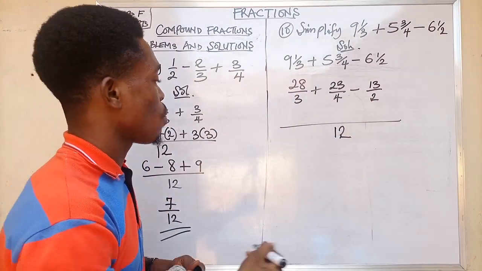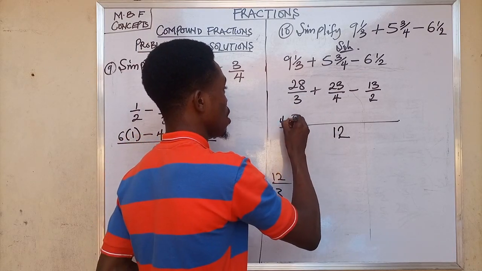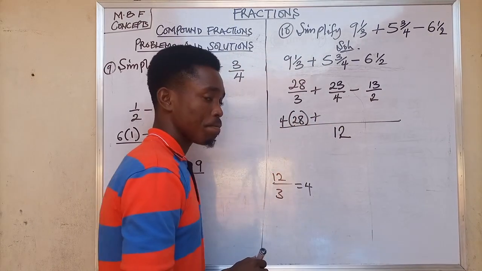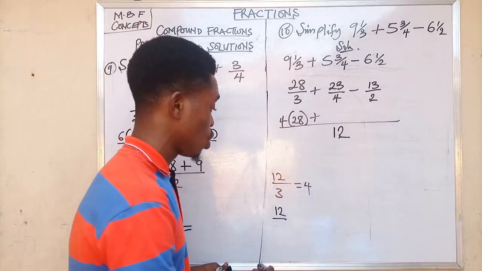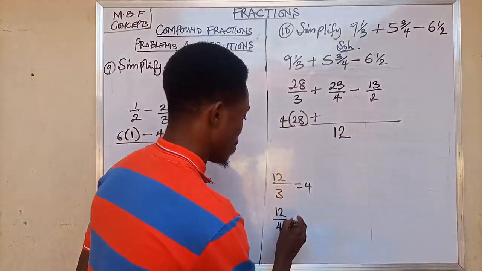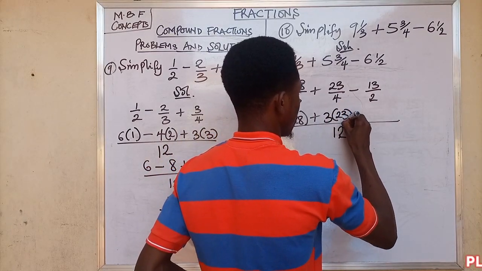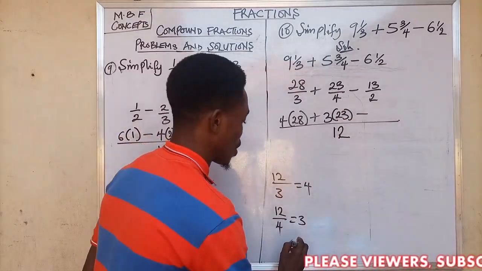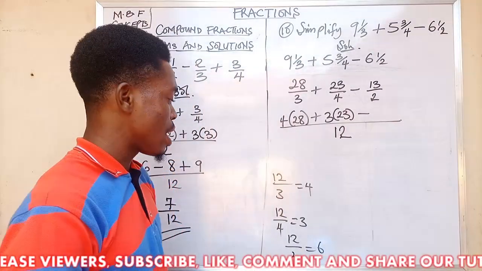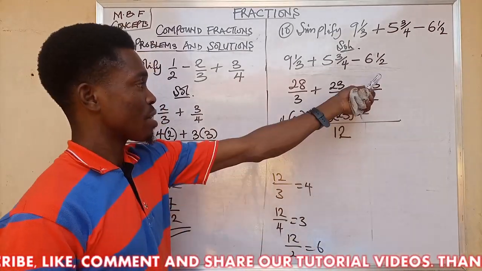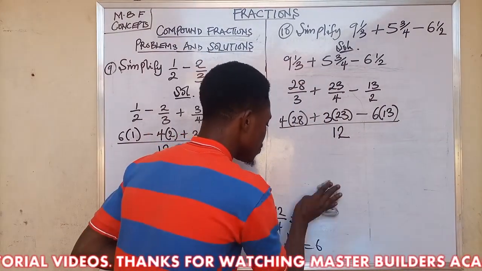Now, how do we get our new numerator? We put down this 12 and divide by the first denominator, 3. This will give us 4. Then we have 4 times 28, plus. Then the next thing is to get the next numerator, which is the new denominator divided by the middle denominator, which is 4. And 12 divided by 4 gives us 3. Guys, we have 3 times the numerator there. Then minus. How do we get the last numerator? We also have 12 divided by the last denominator, which happens to be 2. And 12 divided by 2, guys, we have 6. And now we have 6 times the existing numerator there. Then we have 6 times 13. Guys, this is as simple as this.